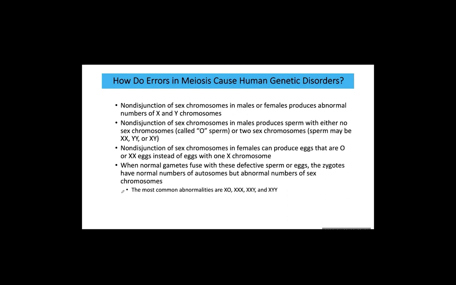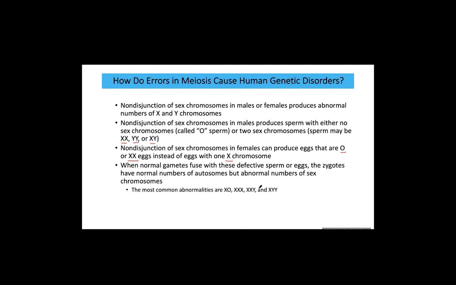Sperm is supposed to have either one X or one Y, but sometimes the sperm can have XX, XY, YY too. So non-disjunction of a sex chromosome in a female can produce eggs with no X chromosome, or XX instead of one X chromosome. So a normal female egg should have one X chromosome, but sometimes some eggs have 2 X chromosomes, or some eggs do not have even a single X chromosome.